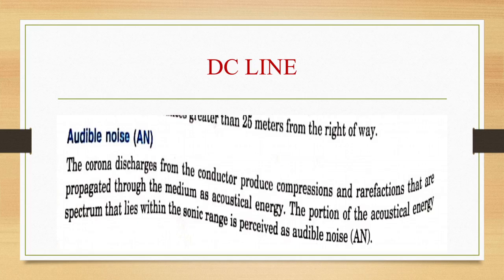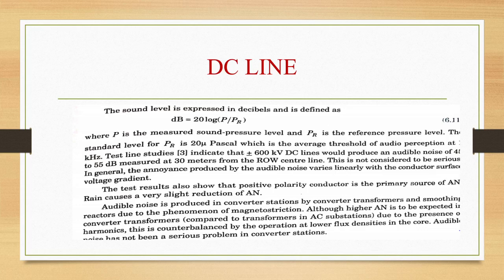Audible noise AN. Corona discharges from the conductor produce compressions and rarefactions that are propagated through the medium as acoustical energy. The portion of the acoustical energy spectrum that lies within the sonic range is perceived as audible noise AN. The sound level is expressed in decibels and it is defined as dB is equal to 20 log P by PR, where P is the measured sound pressure level and PR is the reference pressure level. The standard level for PR is 20 micropascal, which is the average threshold of audio perception at 1 kHz.